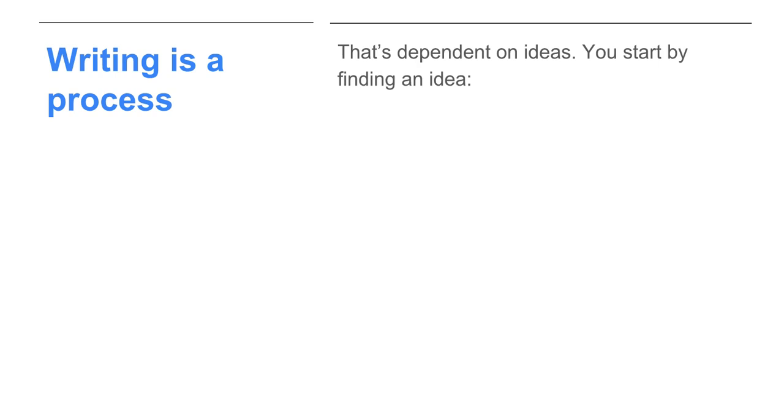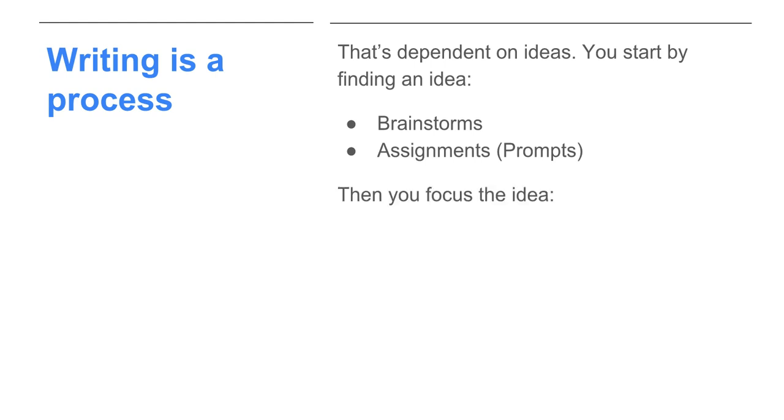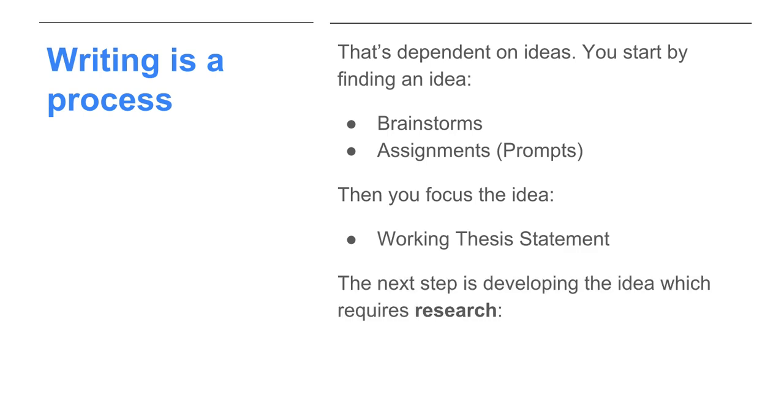Writing is a process. This process is dependent on ideas. So we start the process by finding an idea, either through brainstorms or by responding to an assignment prompt. Then we focus this idea. We've practiced focusing the idea through working thesis statements, and now we need to work on developing this idea. And this requires research, otherwise known as the process of seeking out credible information.